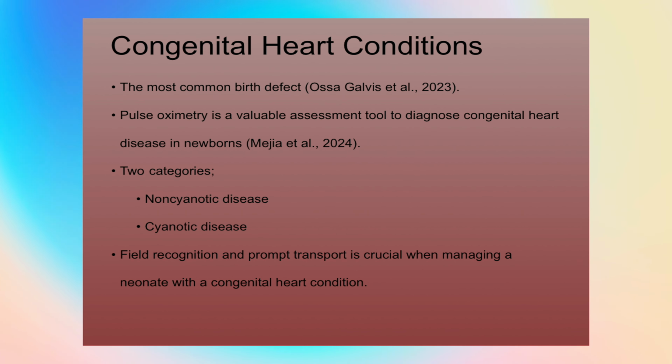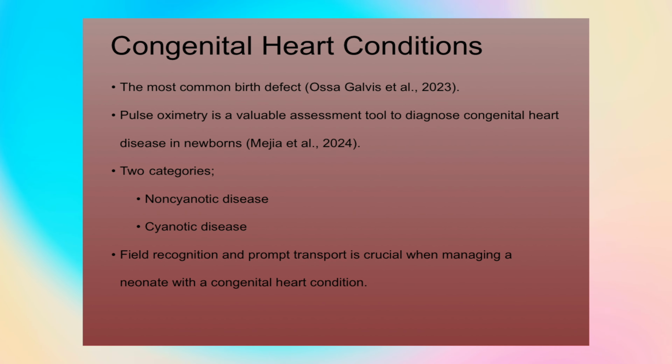Transposition of the great arteries would occur when the pulmonary artery is connected to the left ventricle and the aorta is connected to the right ventricle. So they're reversed. A newborn can only survive from this defect if another defect allows for the mixing of blood. So if there's a ventricular septal defect or a patent ductus arteriosus that allows mixing of the blood, it essentially buys the newborn a little bit of time until surgical repair can be completed.